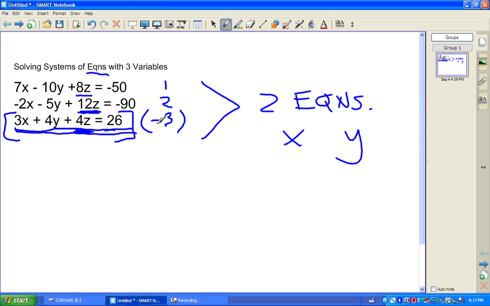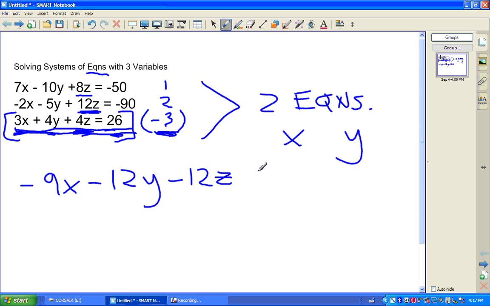Okay, -3 times a 3x is going to give me a -9x. -3 times the +4y is going to give me a -12y. -3 times the +4z is going to give me a -12z. And I write my z's like this to make sure it doesn't look like a 2. And a -3 times a 26 is going to give me, I believe, -78. There's one equation that'll work.